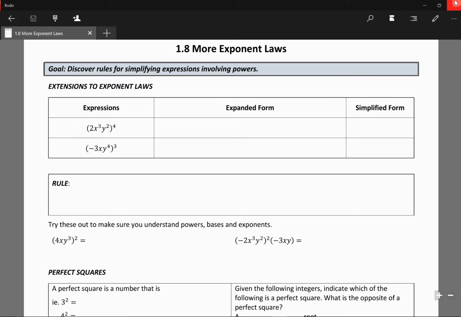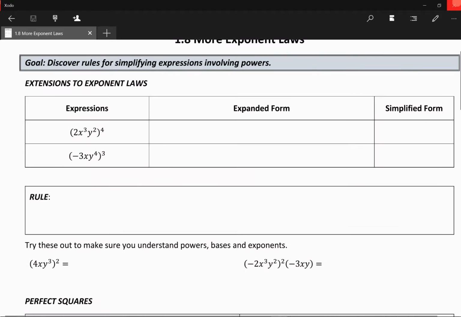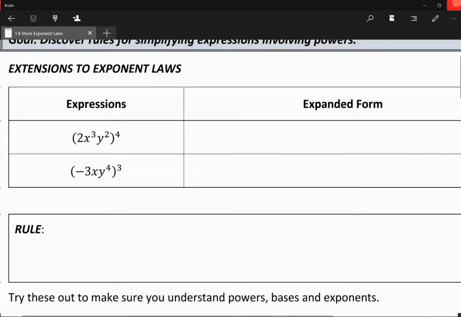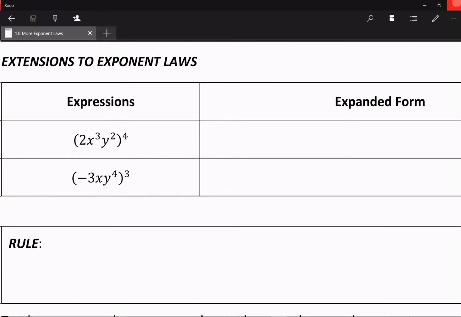Okay, so this is just a continuation of 1.8. We're just going to do a few more exponent laws. Let's extend what we know from the exponent laws to see if we can expand and simplify some complicated expressions. What happens if I have 2 times x cubed times y squared in brackets, and all of that raised to the power of 4?